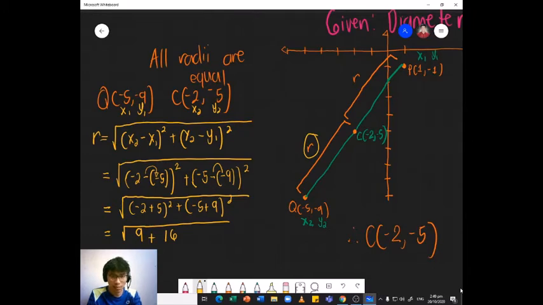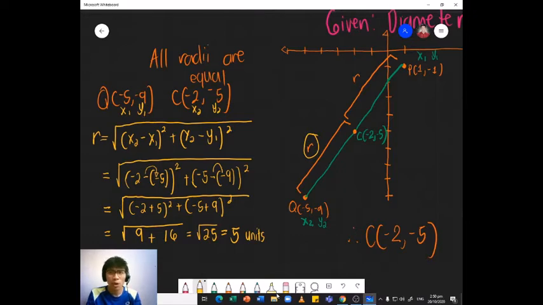Okay, continue simplifying. Let me erase to make some space. From here, 9 plus 16 is 25, so the square root of 25 is 5 units. Therefore, how long is our radius? That is 5 units. As you can observe, we found the distance from point C to point Q, which is 5, and automatically that is our radius, because it is the distance from point Q to our center, where point Q is the endpoint of our diameter and is located on the circle itself.